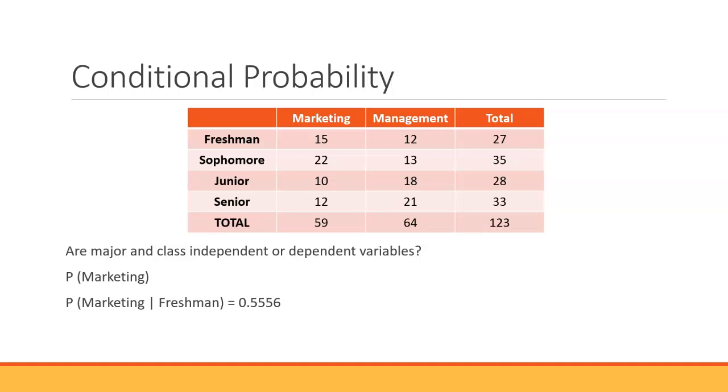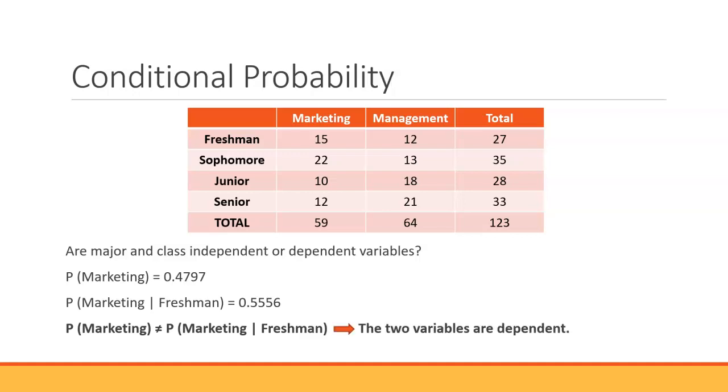Now, the probability of just a marketing major, we take all of the marketing majors and divide that by our grand total, the 123. So 59 out of 123 tells us that the probability that a student is a marketing major is 0.47. So those two numbers are close, but they do not equal. And since they do not equal, that means that the two variables are dependent.